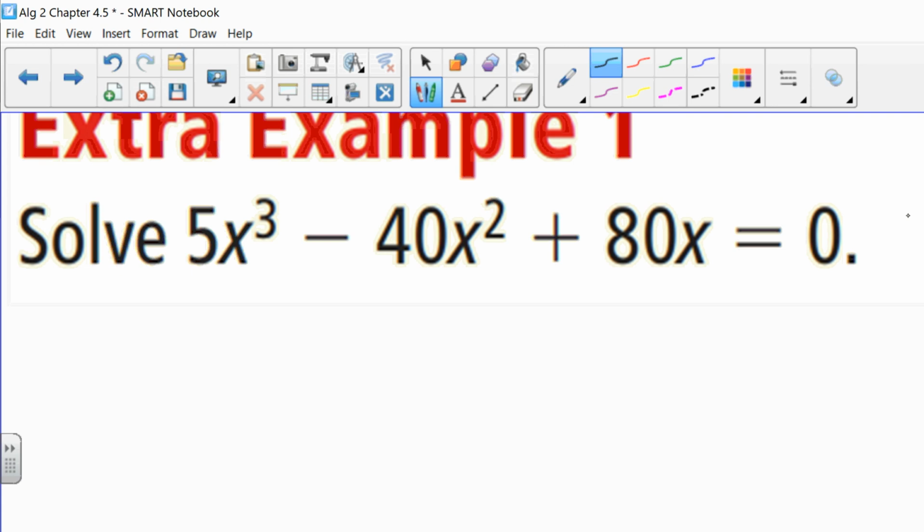So let's look at this one here. And let's do this one a little bit differently, because we can graph it and get solutions. But let's just look at it and see if we can see a solution already. Because we have this equation, 5x cubed minus 40x squared plus 80x is equal to 0. What value do you think we could plug into all three and get 0?